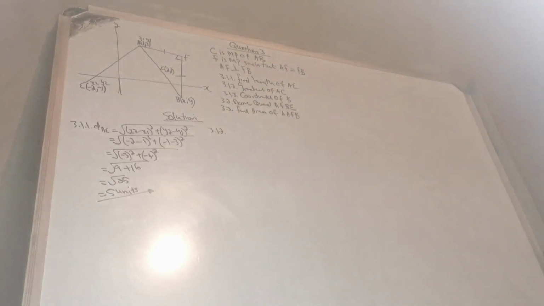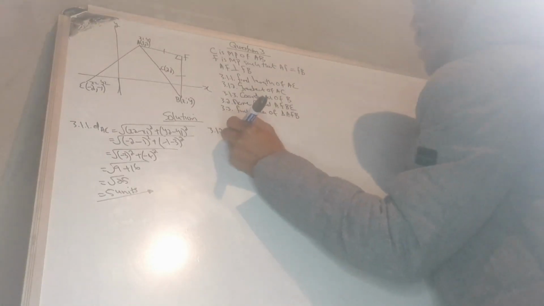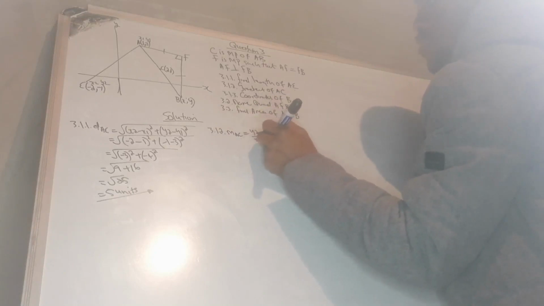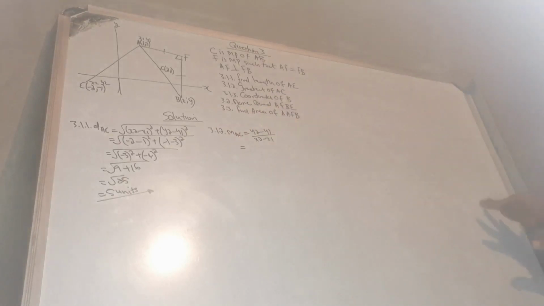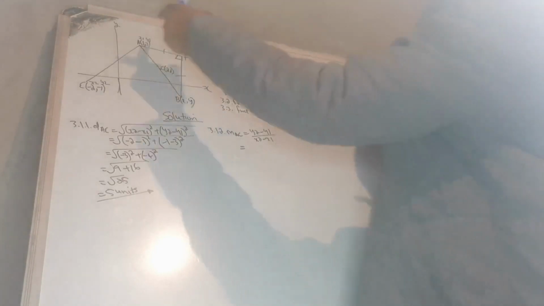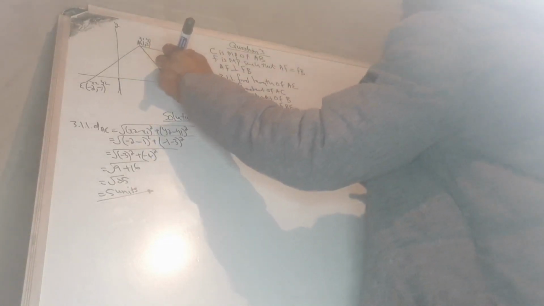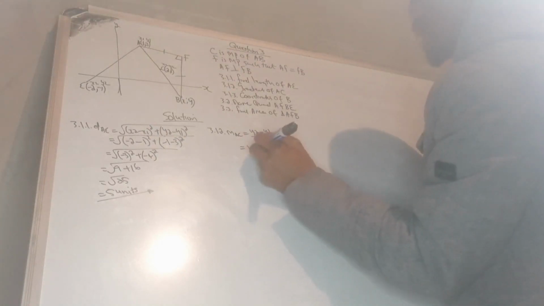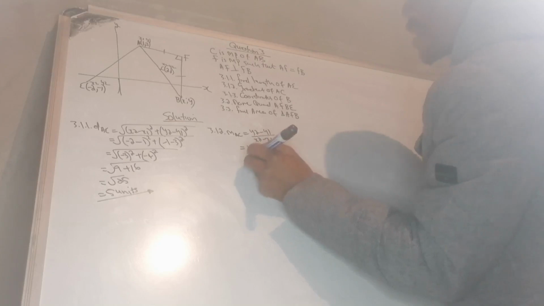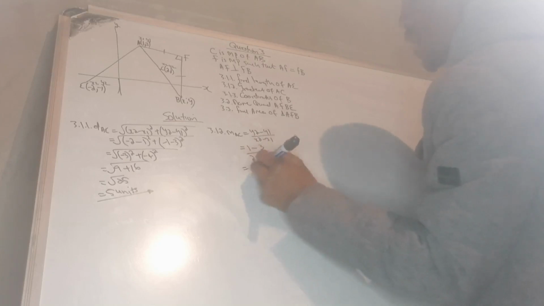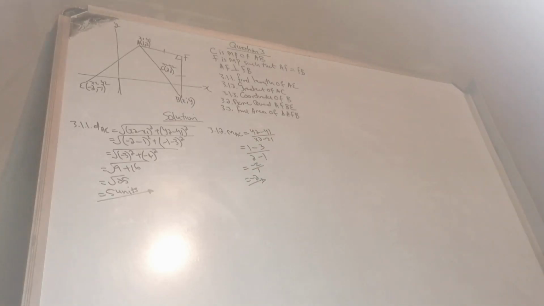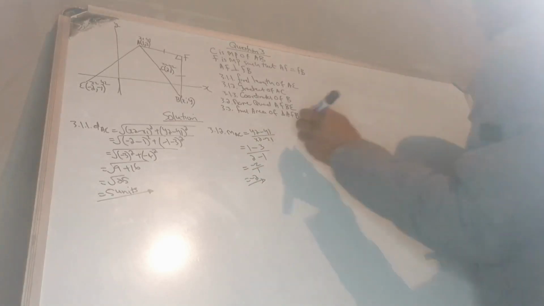3.1.2, the gradient of AC. The gradient of AC is y2 minus y1 over x2 minus x1. I am at AC. This will be x2, y2. So this will be 1 minus 3 over 2 minus 1, which is minus 2 over 1, which is minus 2. Everybody in the exam can get this right.